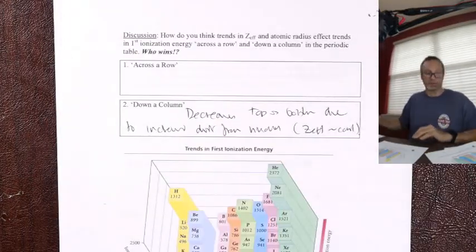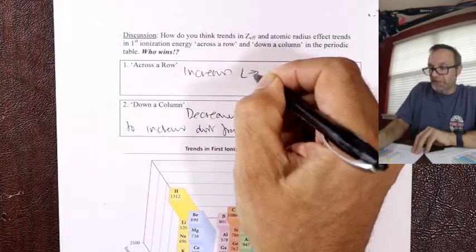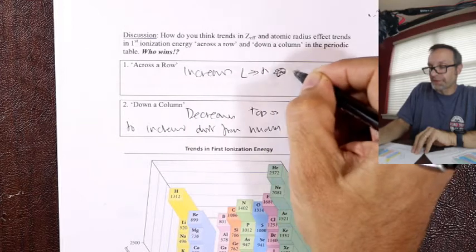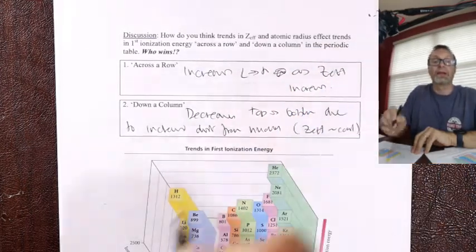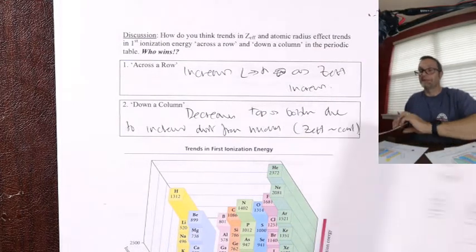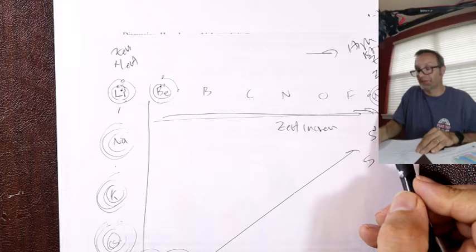So the highest is to the right, the lowest is to the left. Okay, let's write that down. So across the row, increases left to right as effective nuclear charge increases. Okay, fair enough. Okay, so that means in the big scheme of things, as we go across, first ionization increases.